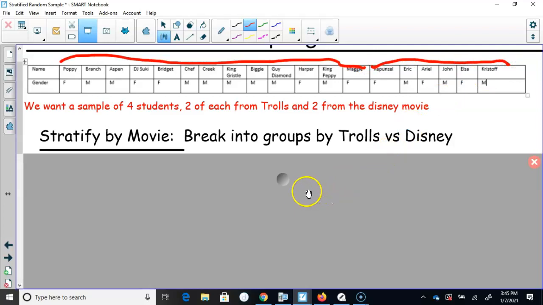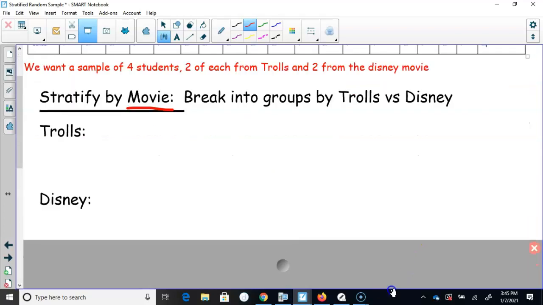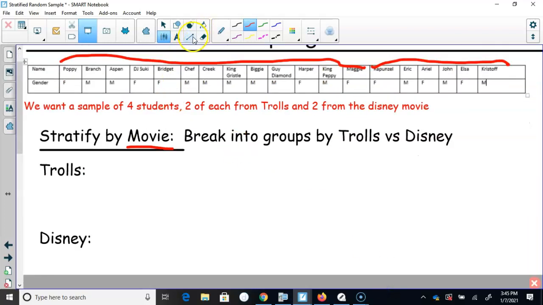So what we're going to do is we're going to stratify. This is a stratified sample. And when we stratify, we're going to stratify by type of movie. So we're going to break them into groups of Trolls versus Disney. So I'm going to do that first. What I want to do now is label all the Trolls, and then label all the Disney characters. So I'm going to write that down here. And you're going to have to do this in your homework, so that's why I'm doing it with you again here.